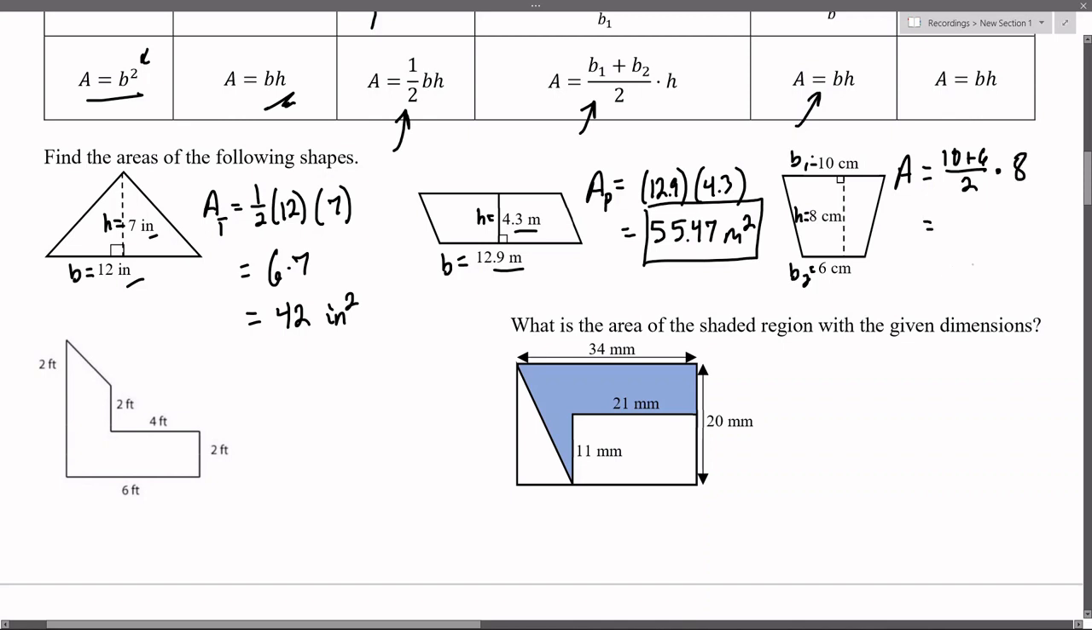Order of operations, of course, we have to do the fraction stuff first. 10 plus 6 is 16. And then going left to right, 16 over 2 is 8, and 8 times 8 is 64. And here we have centimeter times centimeter, so centimeter squared.